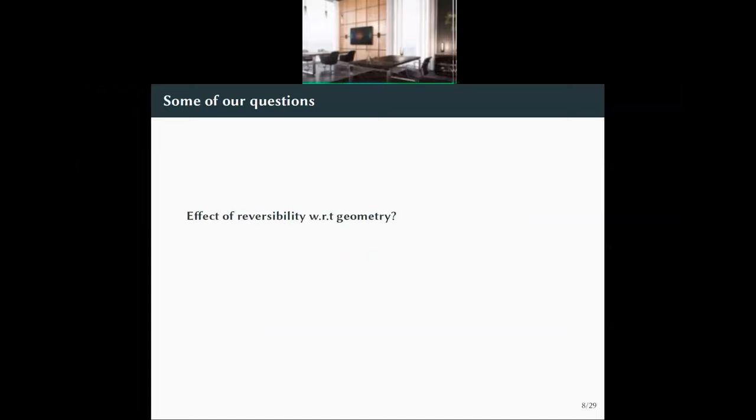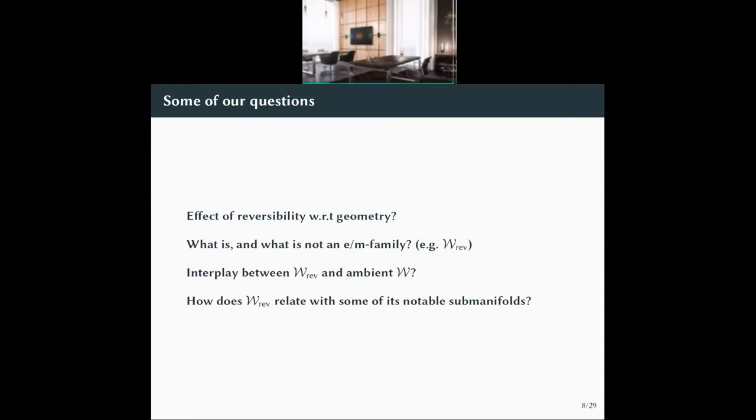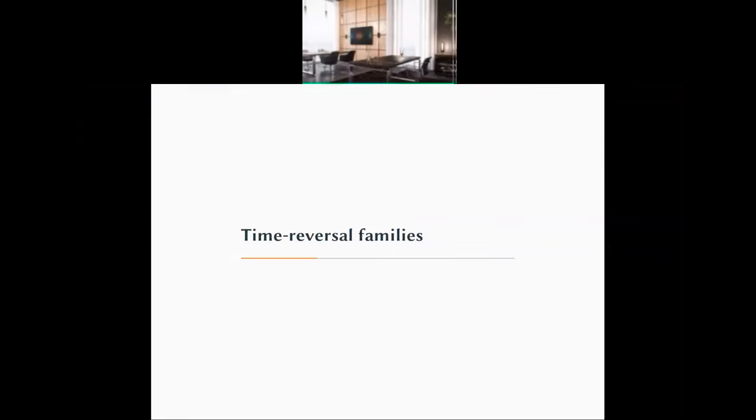So what are our questions? We're less concerned about the applications. What we're more concerned with is to understand what reversibility induces for a geometry here. So what are the additional properties that we will gain from adding the reversibility hypothesis? We'll also be interested in what is and what is not an E family, and what is and what is not an M family. We focused on W rev, but not only. We'll also want to see what happens between W rev and the ambient space of all kernels. And we also want to see how W rev relates with some of its notable subfamilies. See which ones they are.